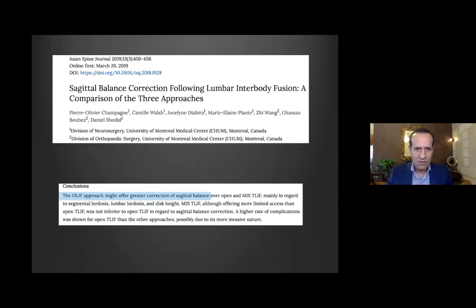This is another comparison of 3 approaches, which is the OLIF, MIS TLIF, and open TLIF. And they found that OLIF approach might offer a greater correction of sagittal balance.